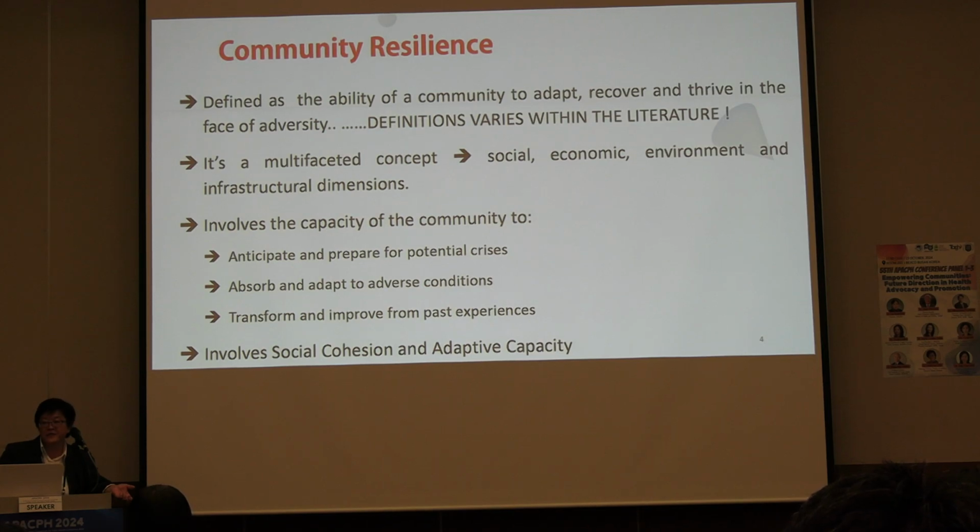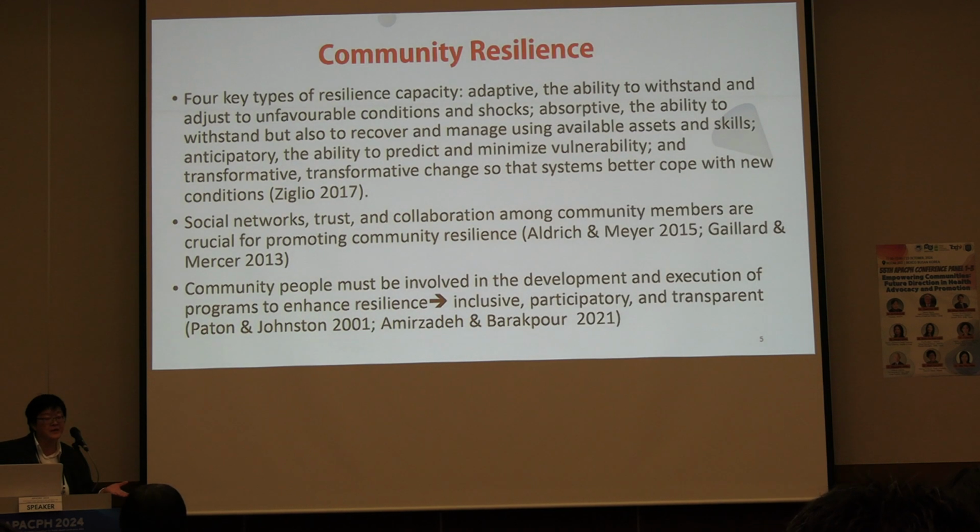And the concept of resilience involves two very critical factors, and they are social cohesion and adaptive capacity. And as far as the adaptive component is concerned, it's the ability to withstand and adjust to unfavorable conditions and shock. And absorptive, the ability to withstand and to recover and rebound back. And anticipatory, the ability to predict what will happen next. And all this comes with your past experiences. And transformative changes so that the system copes better with new conditions.